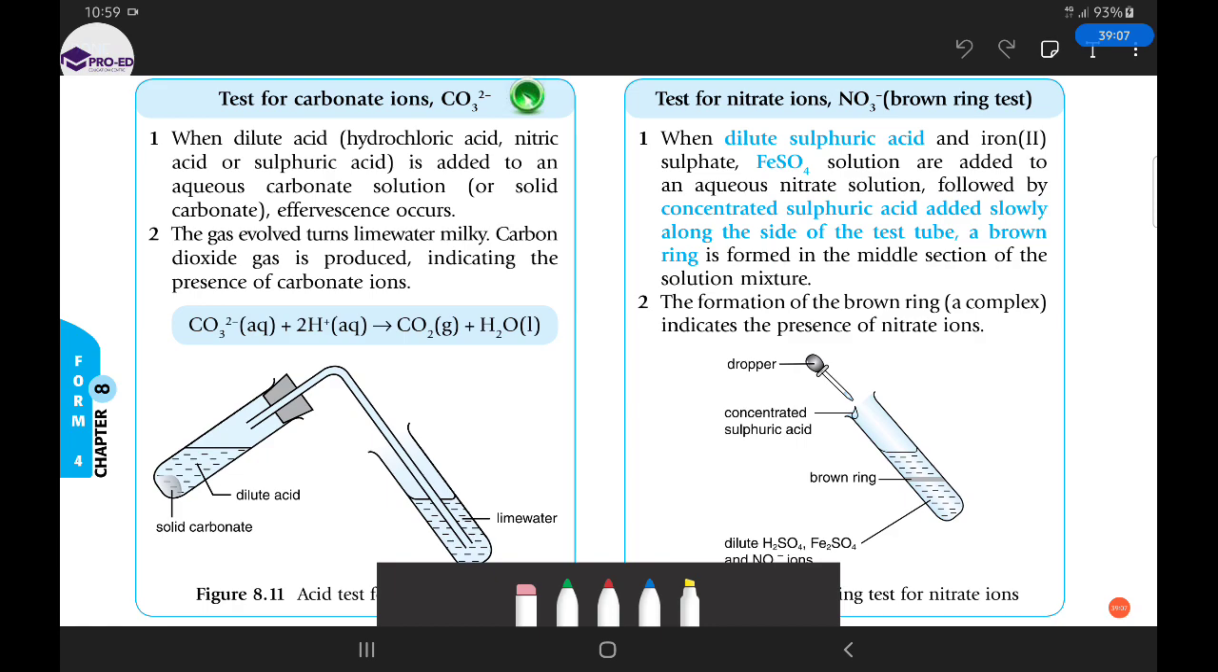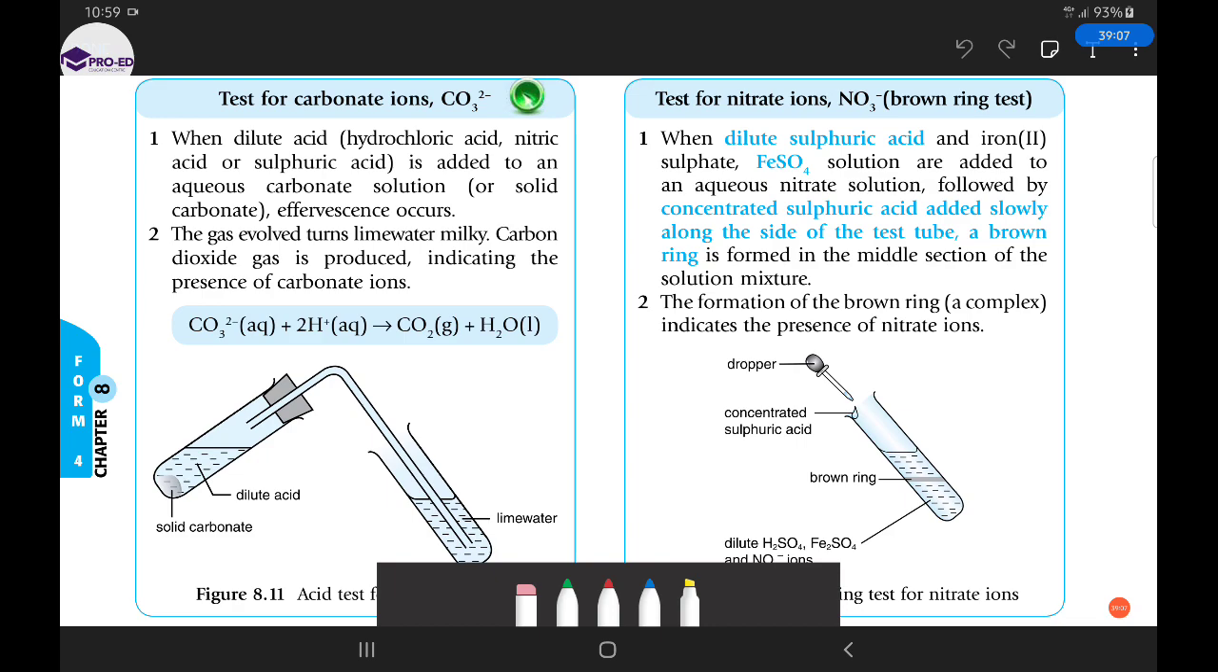So this is rather easy because we've already learned it. If carbon dioxide gas is evolved, it's definitely carbonate ions. Only that in this case, when you want to test directly for carbonate ions, you don't need to heat up the substance and make it decompose like earlier. You could just react it directly with an acid and see what gas it gives off.